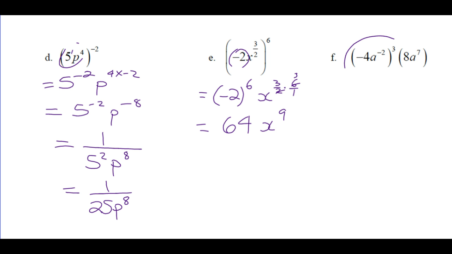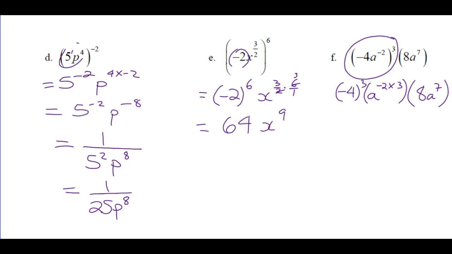Okay, over here, we have to do this first, right? It's like order of operations, right? You do the brackets. That has to be cubed. When you cube a negative, you get a negative. So it'll be negative 4 cubed, a to the negative 2 times 3. And then 8a to the 7th.